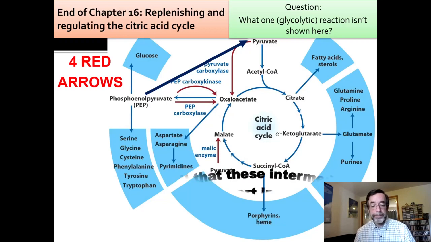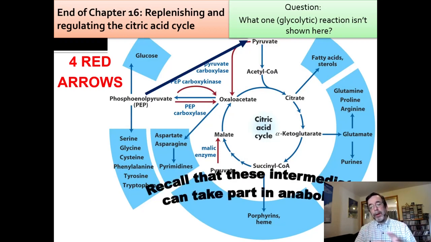Okay? So realize that all of these intermediates can take part in anabolism, and that's why sometimes instead of burning the carbon by putting it through acetyl-CoA, you actually want to build the carbon by putting it through oxaloacetate. You do 1 step of building before you even put it into the cycle, and then you use the cycle to make more, say, alpha-ketoglutarate from the oxaloacetate.